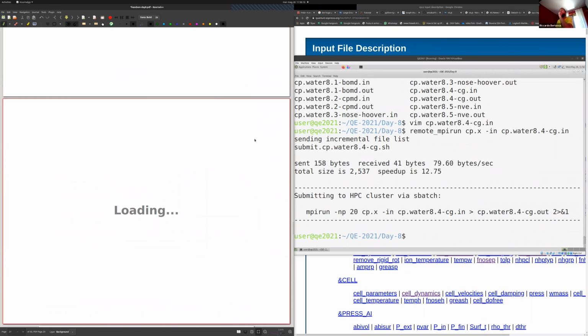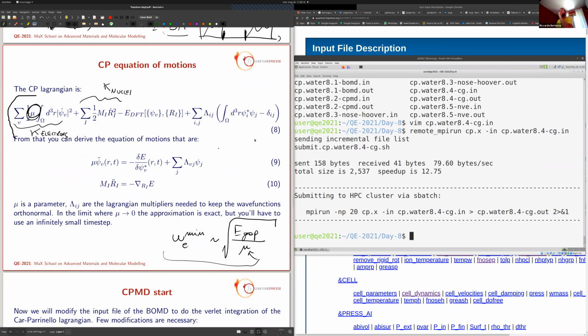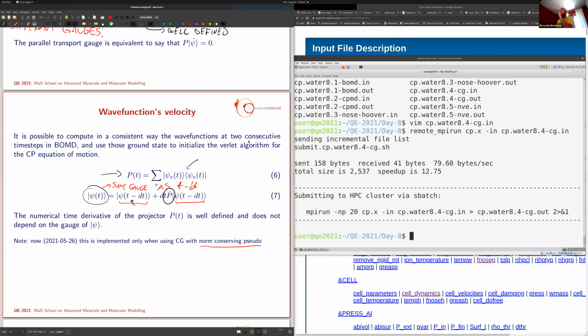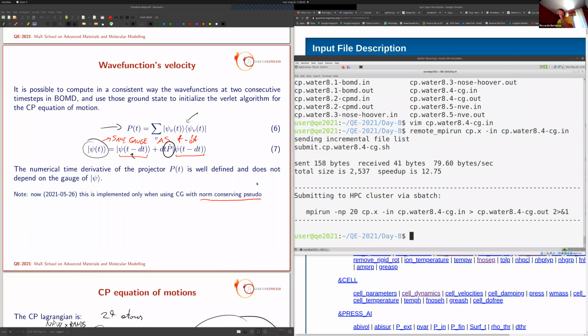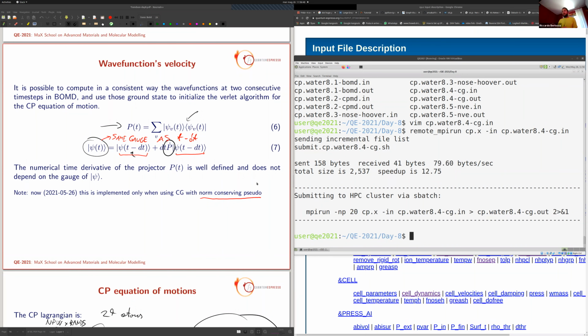So now we are using this trick. We compute a new ground state, and we compute a new ground state velocity, let's say. So we are happy. And why is this better than a velocity of 0? Because this is somewhat consistent with the dynamics of the ions.